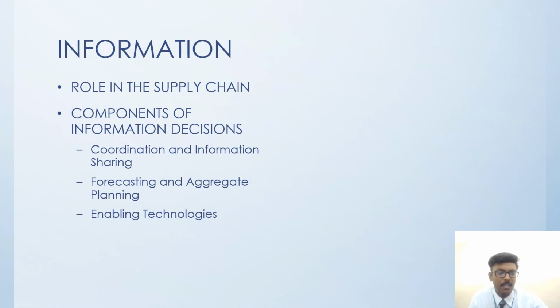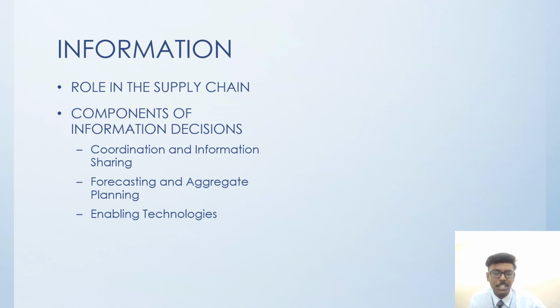Next, information. In this section, we discuss the role that information plays in the supply chain, as well as the key information related decisions that supply chain managers must take. As for its role in the supply chain, information deeply affects every part of the supply chain, right? Its impact is easy to underestimate, as information affects the supply chain in many different ways. Let us see one example.